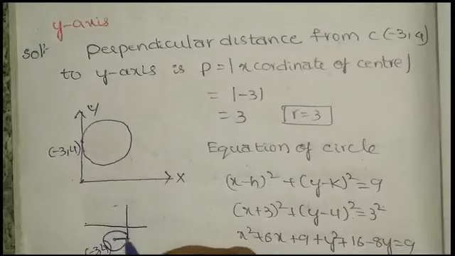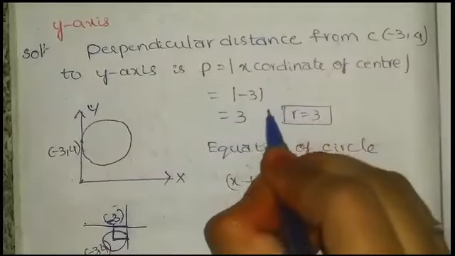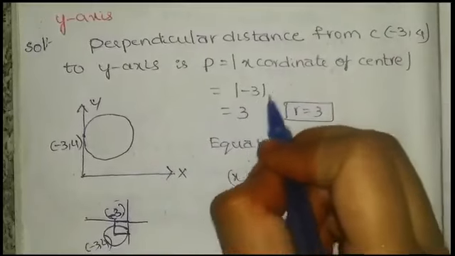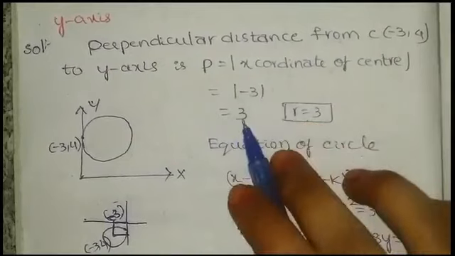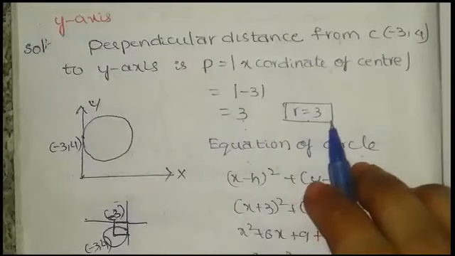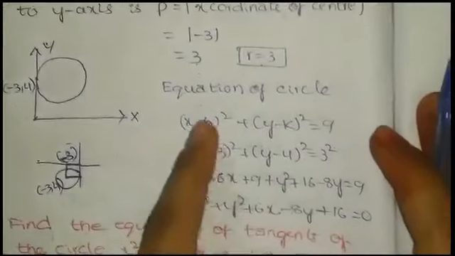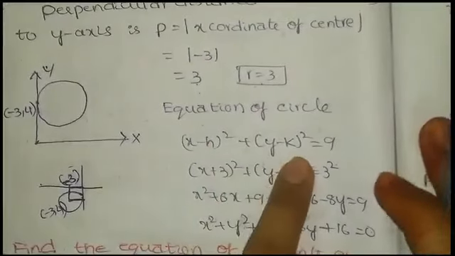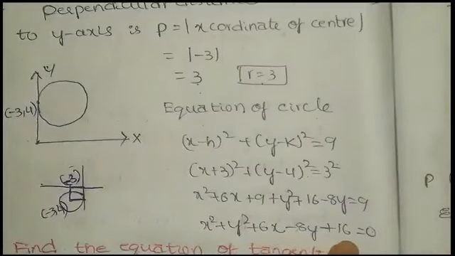So what will be the radius? Minus 3 will be the radius. Right? But the distance should not be negative. So mod of minus 3 is 3. So the radius is 3. Since we have the center and radius, use the formula where h and k are the center. After substituting we will get the circle equation.